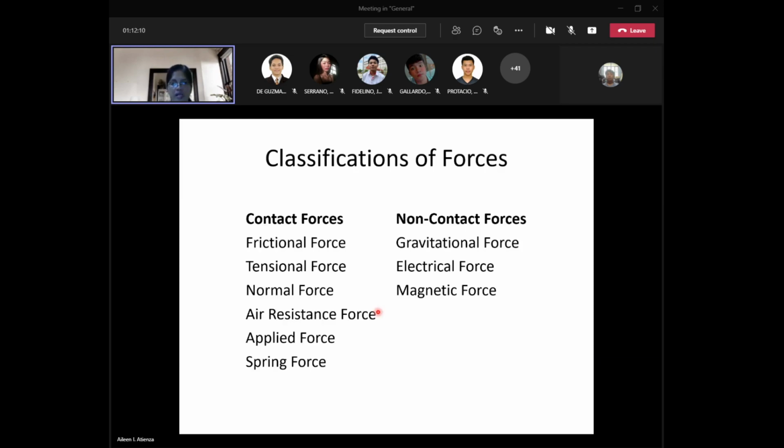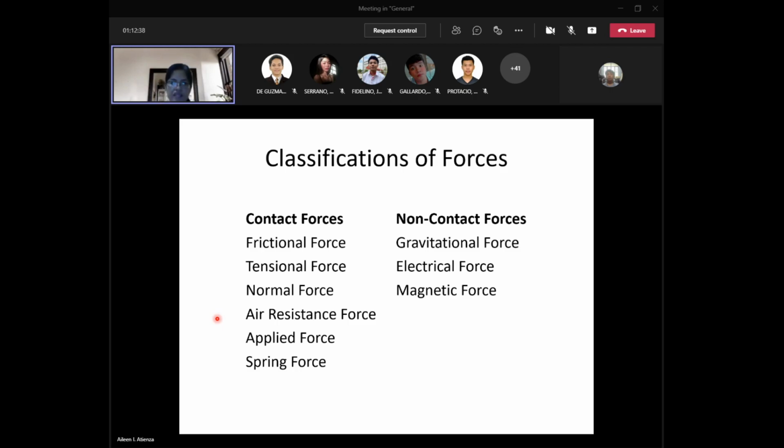So these are the examples of the contact force. We have the friction, ma'am. Friction needs contact, because there is no friction if, for example, your hands are apart. It should be in contact for us to apply friction. You can't have friction when your hands are separated, right? Is there friction like that? None, ma'am. They should be in contact.